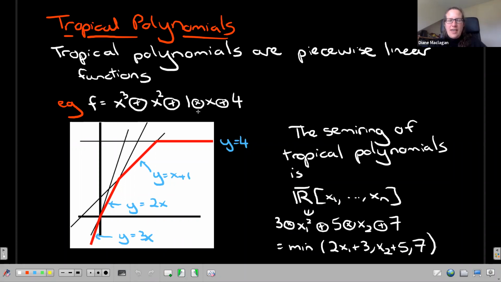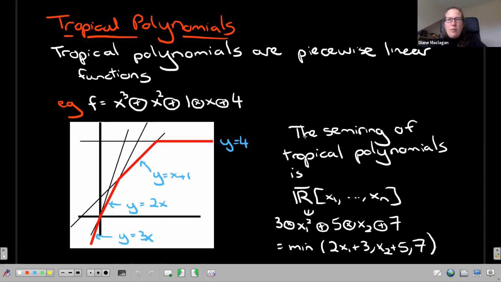1 times x is x plus 1. And so we have the minimum. This function, as a function, is the minimum of 3x, 2x, x plus 1, and 4. I've drawn the graph here, and you can see it's piecewise linear. And you can see that any polynomial is going to be a piecewise linear function in this fashion, right? Because the monomials, the terms, are always going to be a linear function plus a coefficient. And we're taking the minimum of all of these.